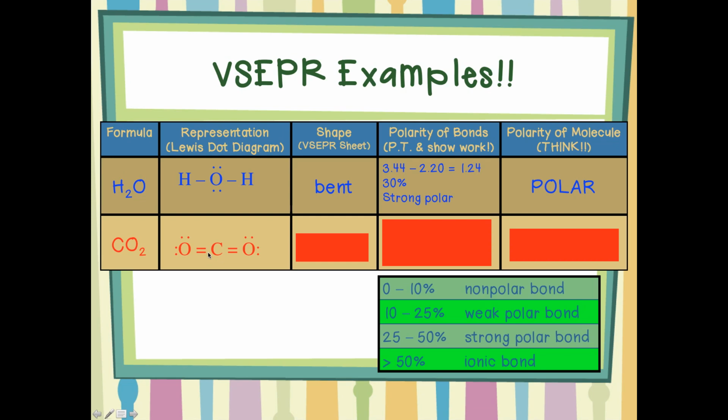Take a look at your list there. So 2 atoms on the central atom, 0 lone pairs. What shape is that? You got it. It's linear. So this would actually look pretty close to this. But then we want to figure out what the polarity of the bonds are.